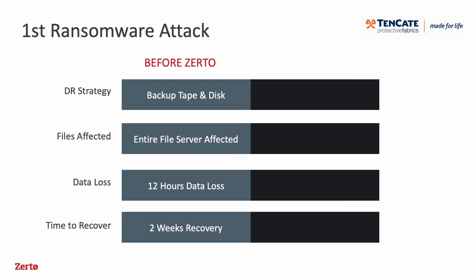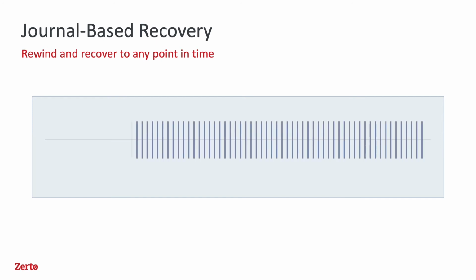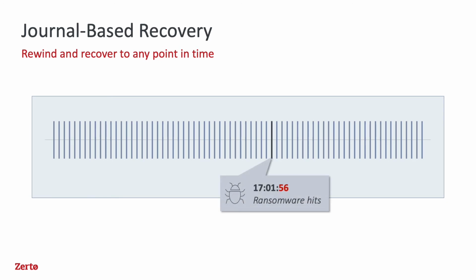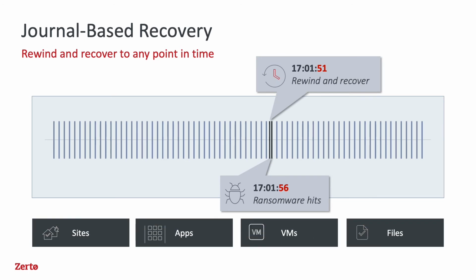Now, Tenkata was able to utilize Zerto's replication and its journal to simply recover to a point in time, meaning they found that they were encrypted at a specific point in time and simply rolled back to the previous checkpoint. And once again, to reiterate how important the journal is for Zerto, via this easy mechanism within our UI, you can simply recover a site, an application, a VM, and a file to any point in time that you desire.